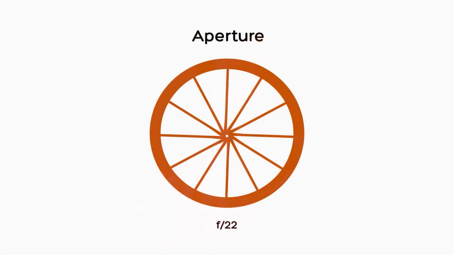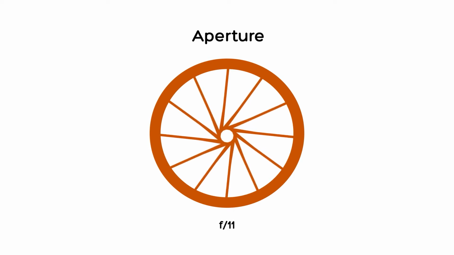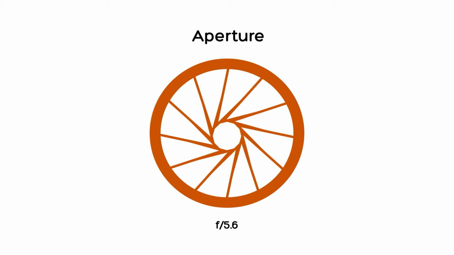Alright, with that in mind, we're going to move on to the next component of exposure, which is the aperture. Now, what is an aperture? Well, as you can see here with this graphic, an aperture is the iris at the end of your camera lens. As the aperture opens, it lets more light in, and as the aperture closes, it lets less light in.